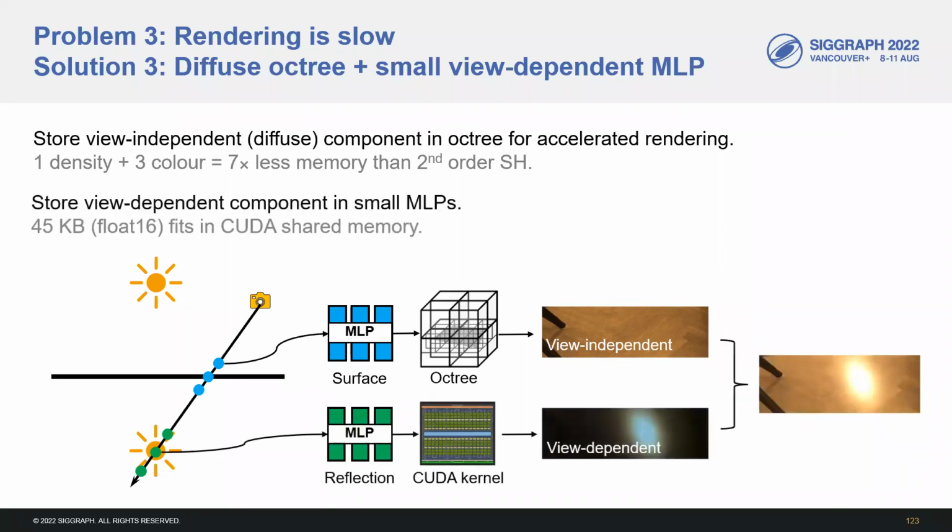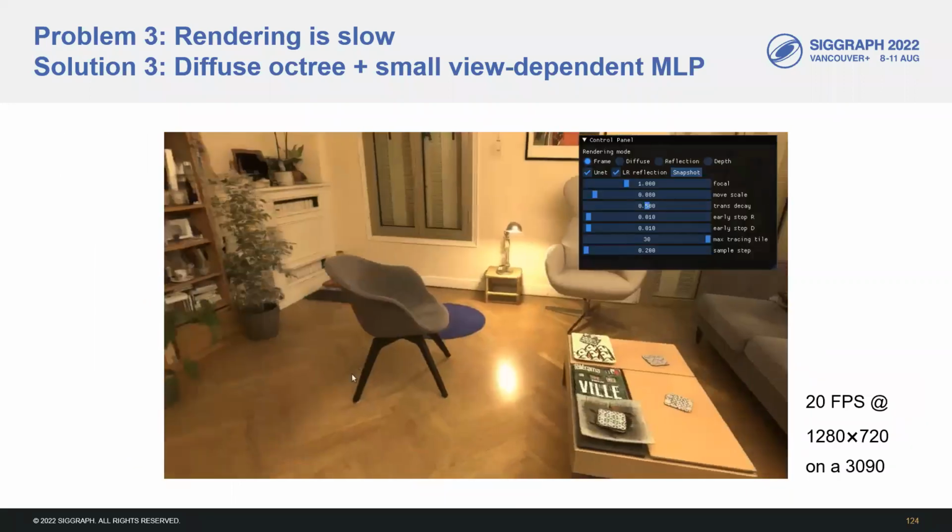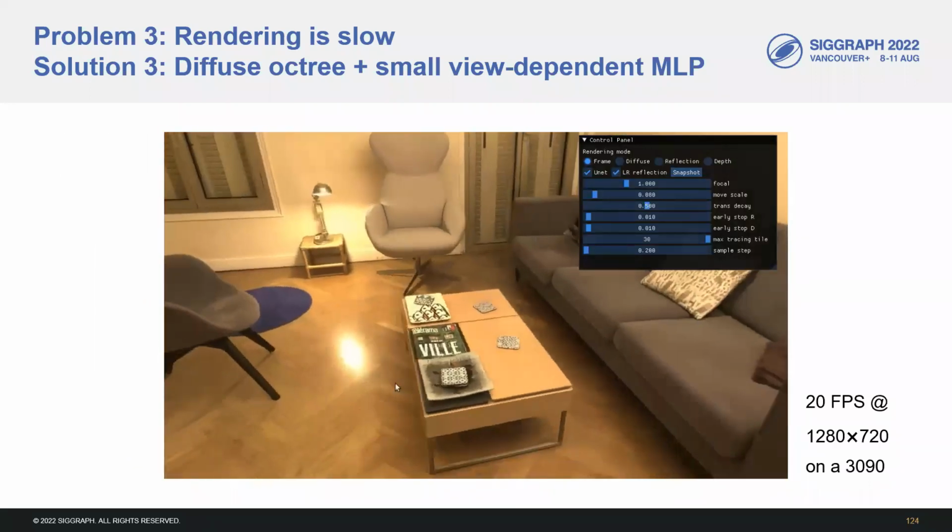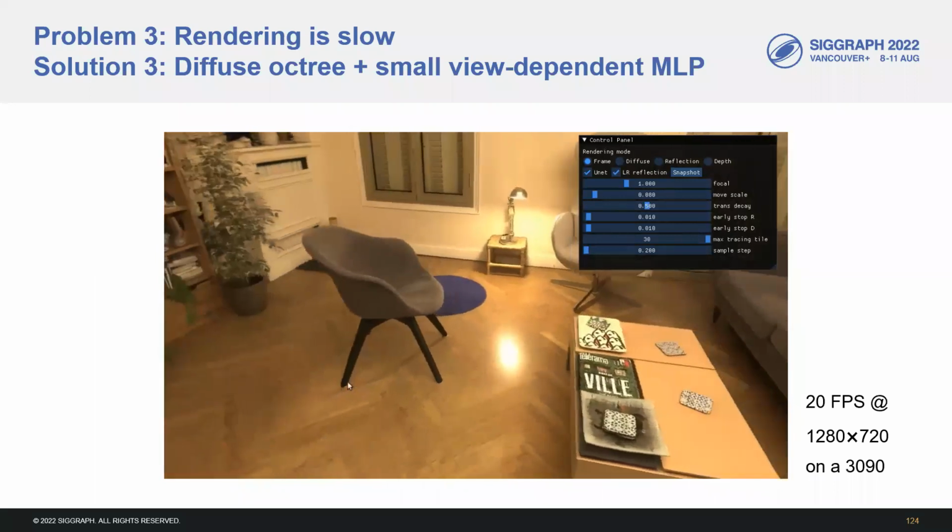But I'm still going to keep the little MLPs. And these can be quite small because the function for the reflection is now simpler. It doesn't have to do with any of the diffuse component. So you can fit these in tiny amounts. Actually, it's not that tiny. That's in CUDA shared memory on CUDA cores rather than in main VRAM, so that it never has to cache back and forth for each block. And so that's super fast. And so then you can do like 20 frames a second, 1280 by 720 on a big GPU.